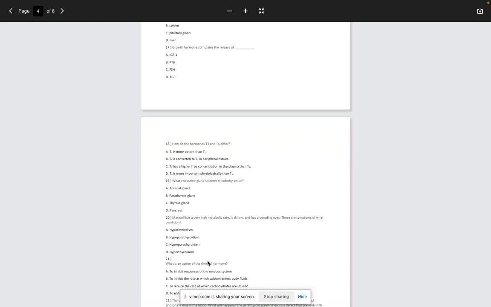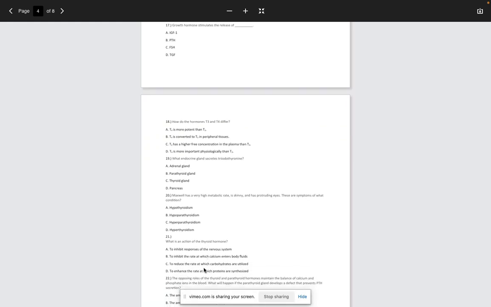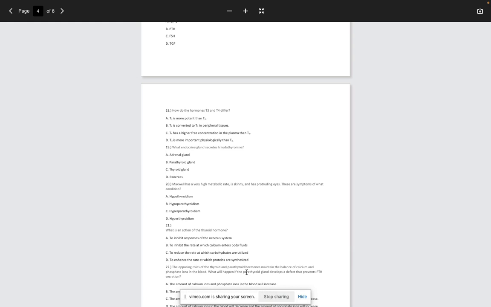What is the action of thyroid hormone? Yep. So to inhibit response of the nervous system? No. To inhibit the rate at which calcium enters body fluid? No. What regulates calcium? Calcitonin and what's the other one? PTH, right? Parathyroid hormone. To reduce the rate at which carbohydrates are utilized? No. To enhance the rate at which proteins are synthesized? Yes. Because it increases metabolism, right? Protein synthesis, this is all metabolic.